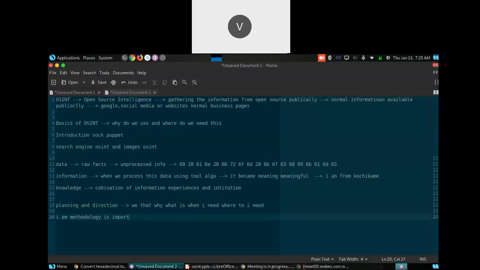Understanding the methodology is important because if I tell you about a tool or website, and that tool or website is broken, then you are gone. You have nothing to do. But if you have the methodology of finding the data, you can find a new website, a new way to gather the information. So we are going to mostly look into the methodology part in the beginning.